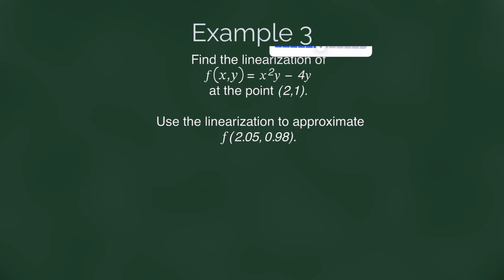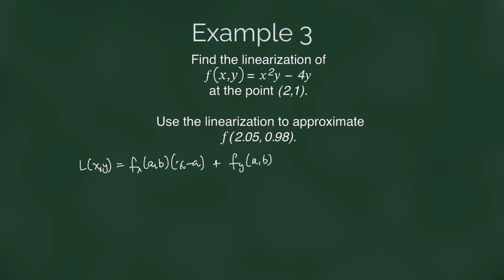All right, we're going to now turn to a local linearization. So we want to use the tangent plane to approximate the function value. So our formula L of (x, y) is going to be f sub x of (a, b) times (x minus a) plus f sub y of (a, b) times (y minus b) plus f of (a, b), just like our tangent plane. So first we'll find the f sub x of (a, b) and f sub y of (a, b).